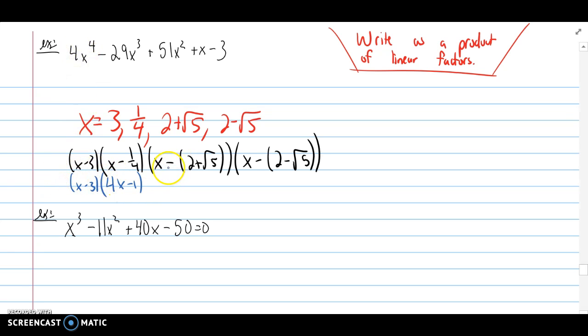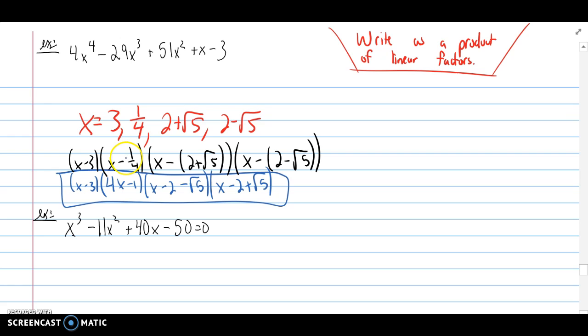And then distribute this negative sign, it's x minus 2 minus the square root of 5, and then distribute this negative sign, x minus 2 plus the square root of 5. And here is the original expression written out as a product of linear factors.